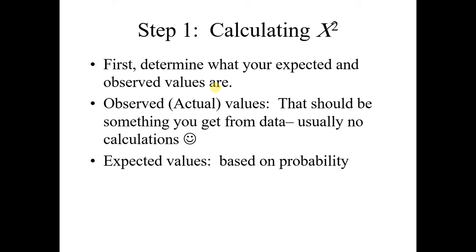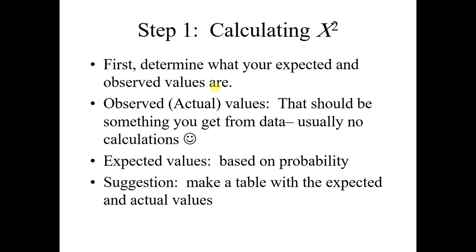The expected values are based on probability. And so with genetics, this means a Punnett square most of the time. So think: observed values I get from data that's given to me explicitly. Expected values I will get from making a Punnett square.